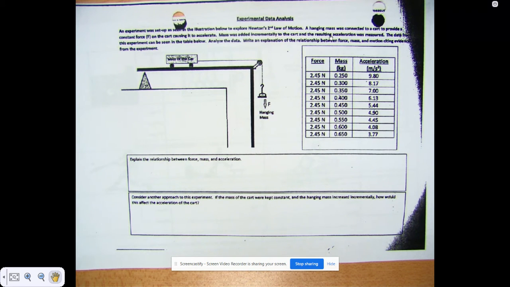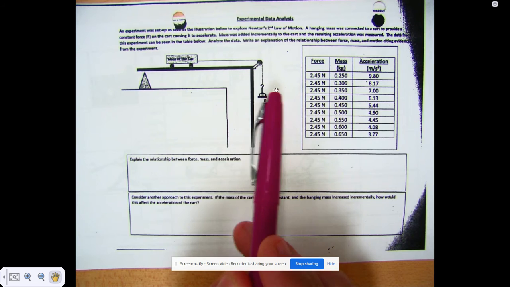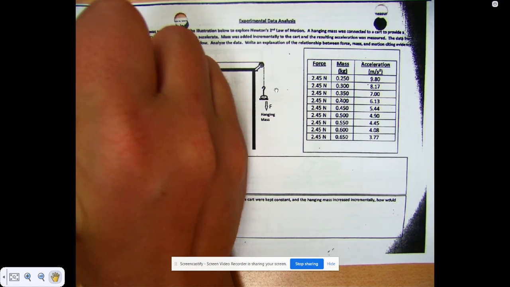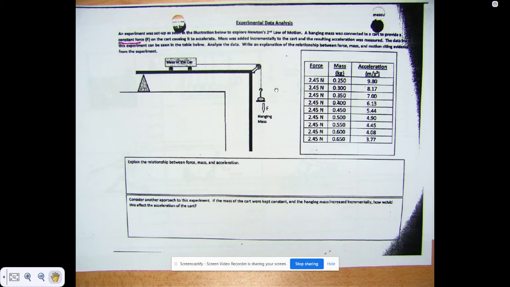So this one says an experiment was set up, as seen in the illustration below, to explore Newton's second law of motion. A hanging mass, which is right here, was connected to a cart to provide a constant force. So this is the key thing. The force is constant, okay, causing it to accelerate. Mass was added incrementally to the cart, and resulting acceleration was measured. The data from this experiment can be seen in the table below.